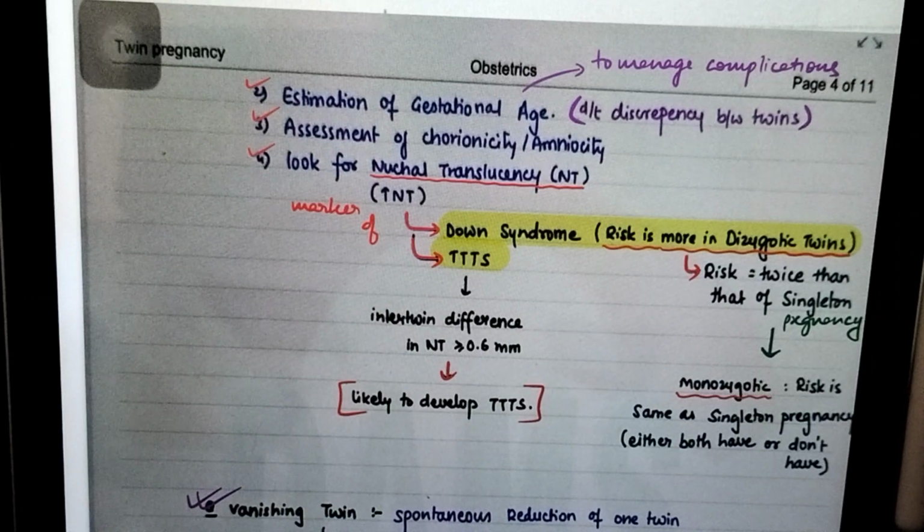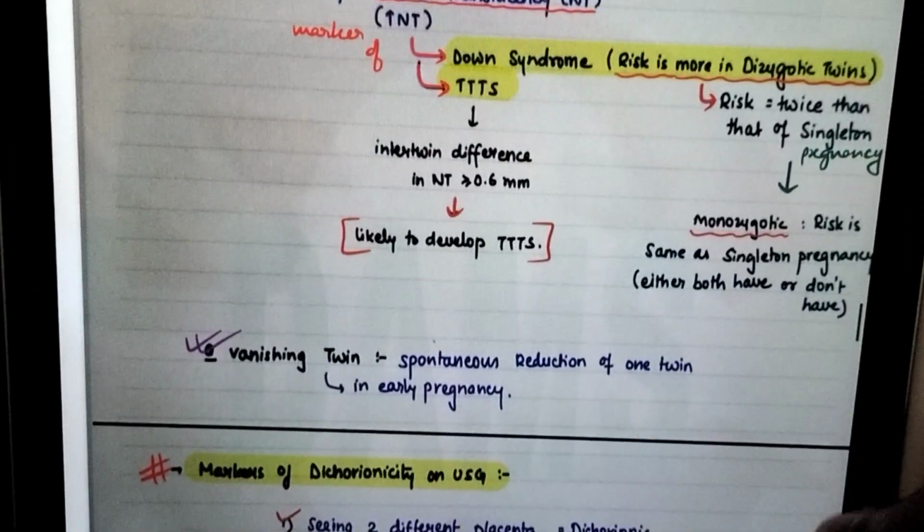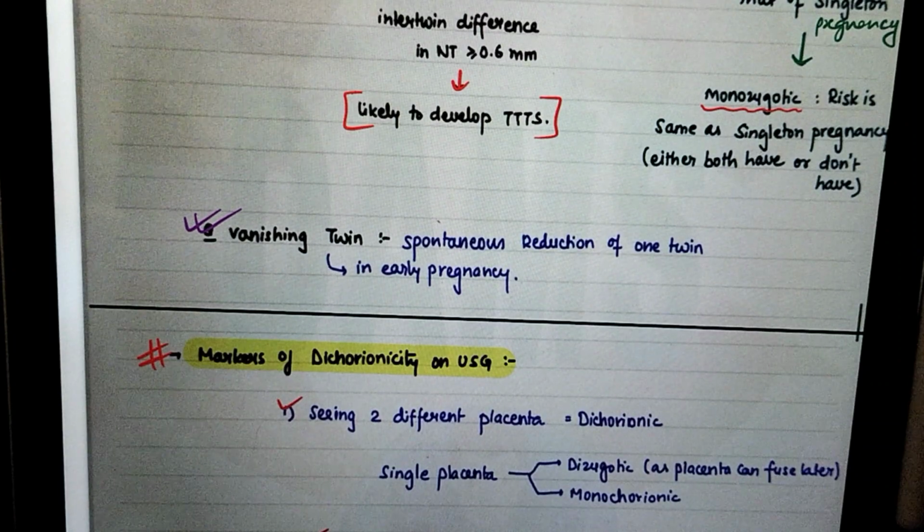This marker indicates if there is likely development of twin-to-twin transfusion syndrome. Now, vanishing twin we have already discussed. It occurs in early pregnancy.